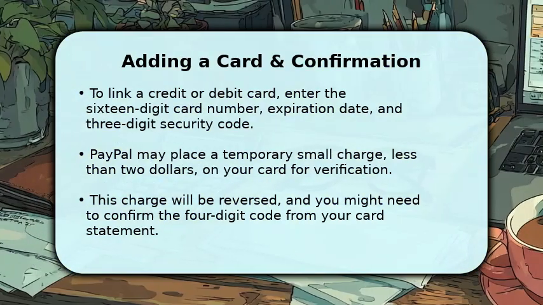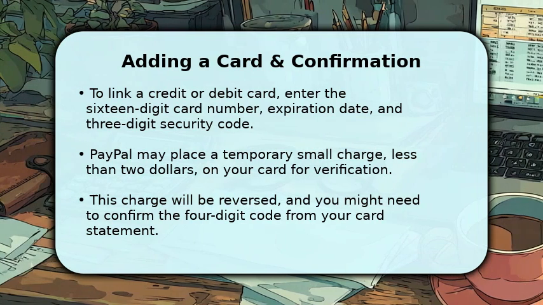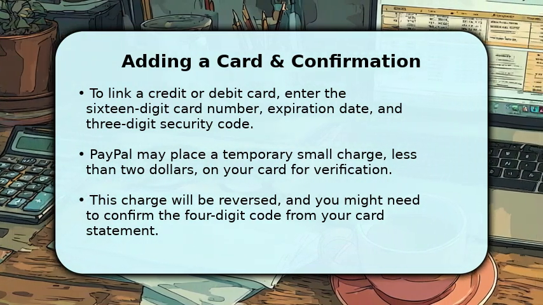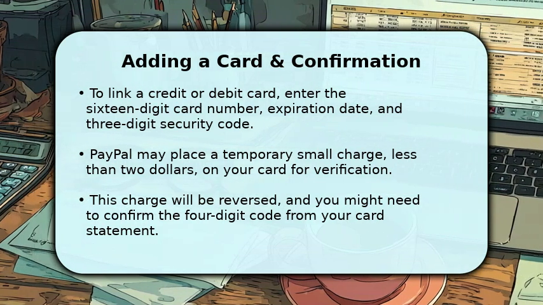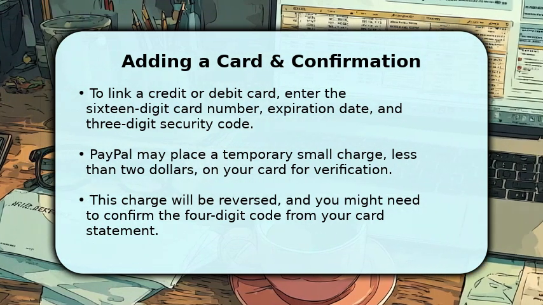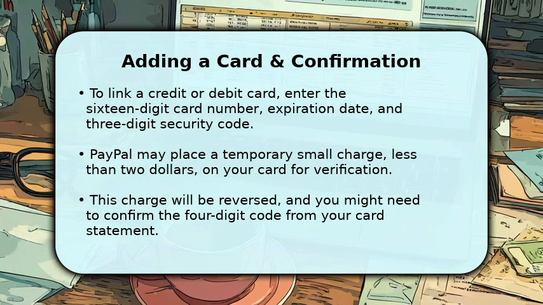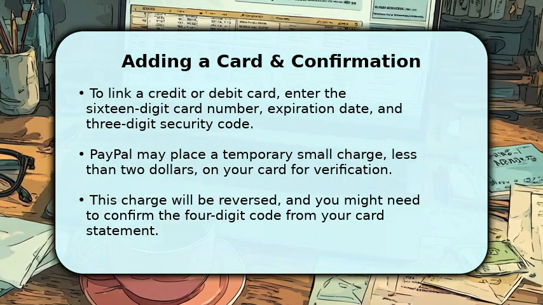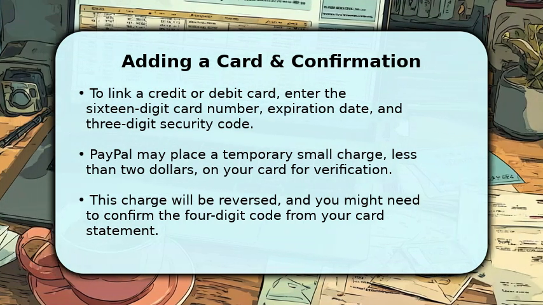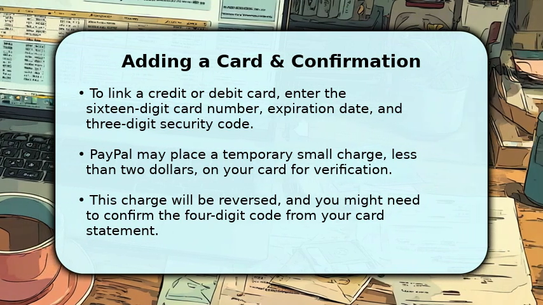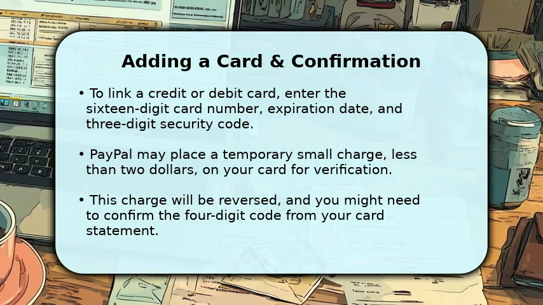For adding a credit or debit card, input the full 16-digit card number, the expiration date, and the 3-digit security code from the back. PayPal might place a temporary, small authorization charge, typically less than $2, on your card. This charge is reversed and helps verify your card's authenticity. Once this brief verification is complete, your new card will be fully linked and ready to use, providing seamless payment options.